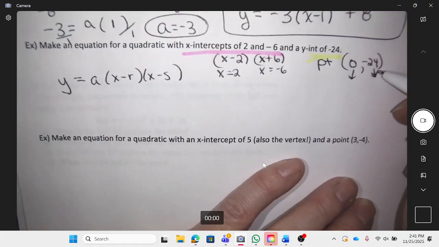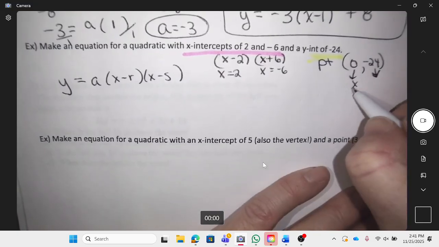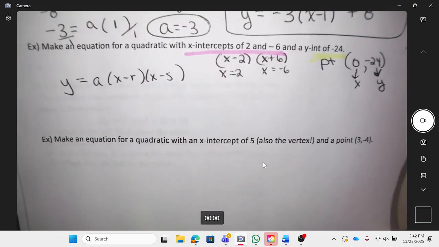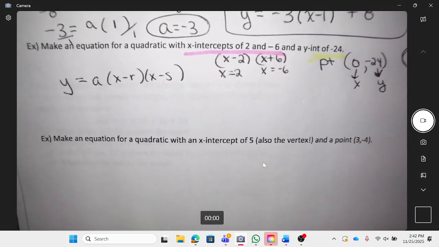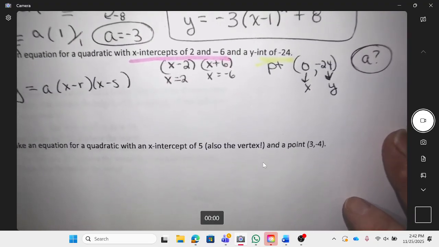And a point is always telling me what letters? X and Y. Hey, what's the thing I don't know? I don't know the A. So kind of see a theme? You're going to have to solve for the A, right?